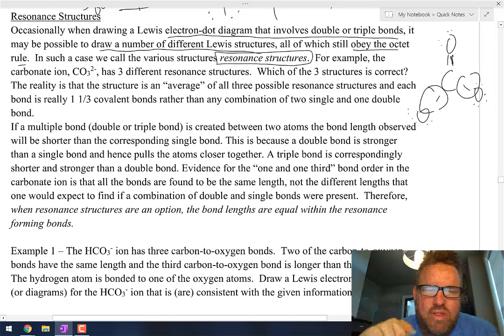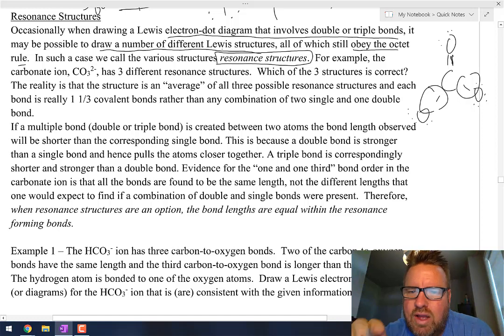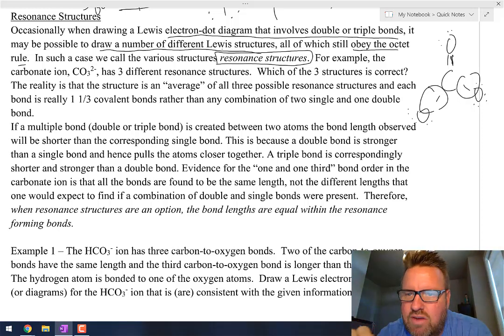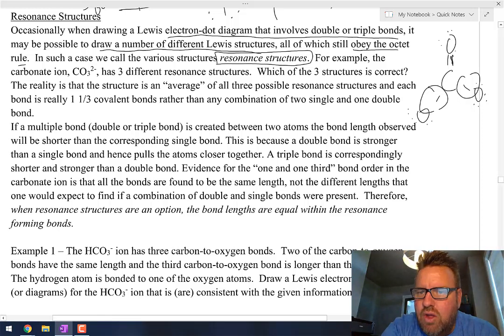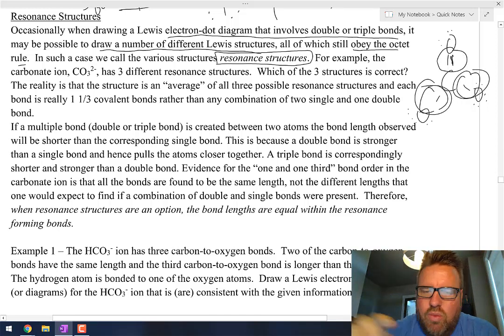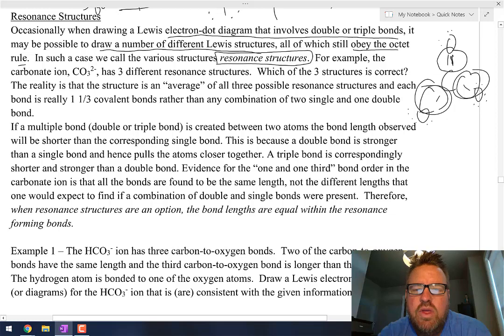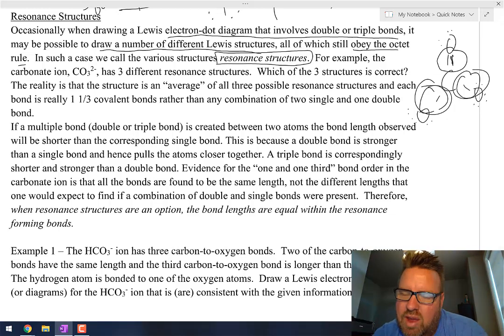Just like the one on the right there, the carbonate ion, CO3 2-, does have 3 different resonance structures. Again, one with the double bond up here, one with the double bond down here, and the one over here on the right. Okay, which of those 3 is correct? Really, none of them, yet all of them. Whoa. Okay?